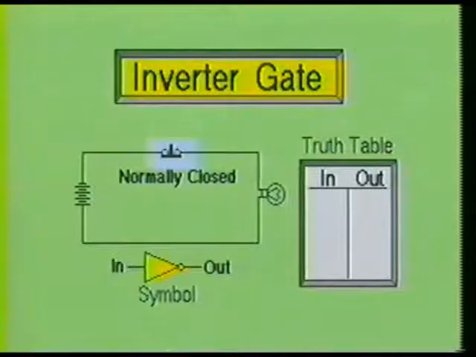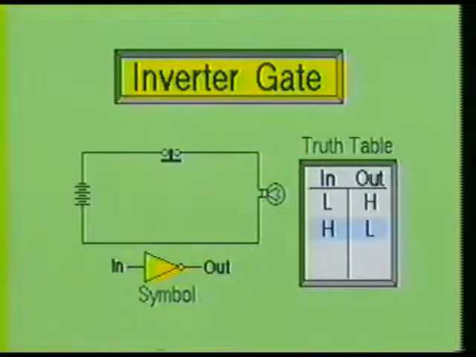The switch used in the inverter circuit is different from those used to illustrate the AND gate and the OR gate. If you recall, the switches used for the AND gate and the OR gate were normal open switches. The switch used for this simple circuit is a normal closed switch. In this circuit, the lamp is normally energized. Only when the switch is open does the lamp turn off.